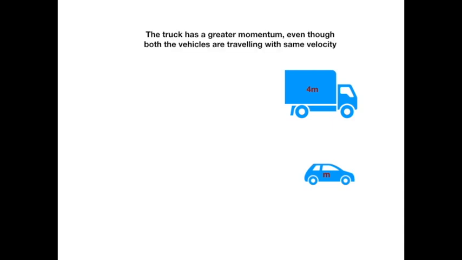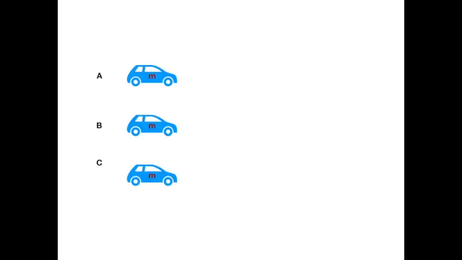Consider a truck and a car moving with the same velocity. The mass of the truck is 4 times the mass of the car. Hence, the momentum of the truck will be greater than the car. In the second situation, we keep the mass constant. We investigate the momentum of the same car traveling with different velocity and see how the momentum is affected by the change in velocity of the object.